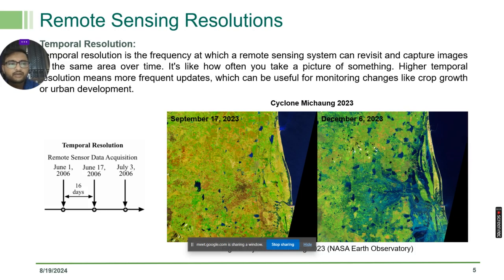So we have to divide the entire earth into different parts or segments, and then it will cover different parts of the world. The same portion it will cover after 16 days. Now if I want to study something like cyclones or floods, will it be helpful if the satellite has a resolution of 16 days? Will it be good for cyclone, flood or landslide applications?